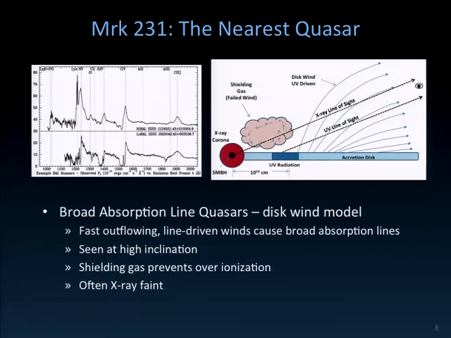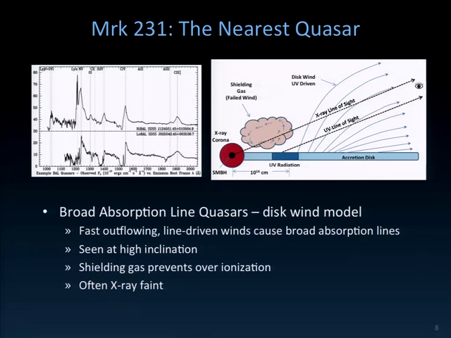And so I'm going to start with the result on the nearest quasar. We've been talking about things at high redshift, so let's now see what we can say about Markarian 231. Besides being the nearest quasar, it's a broad absorption line quasar, which means you see these very broad absorption lines in the optical UV that are indicative of fast outflows, right?